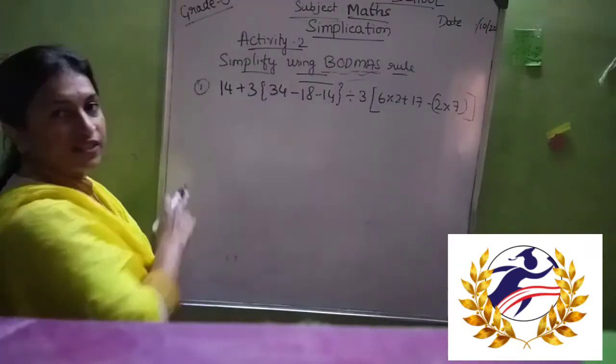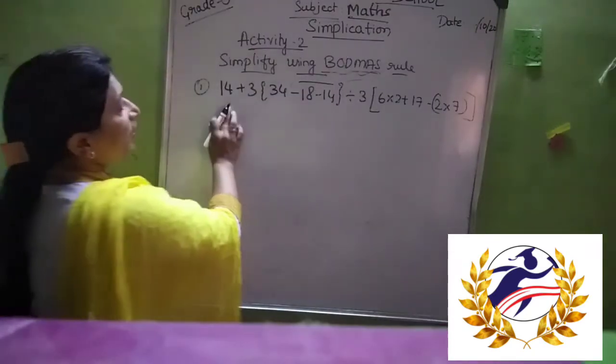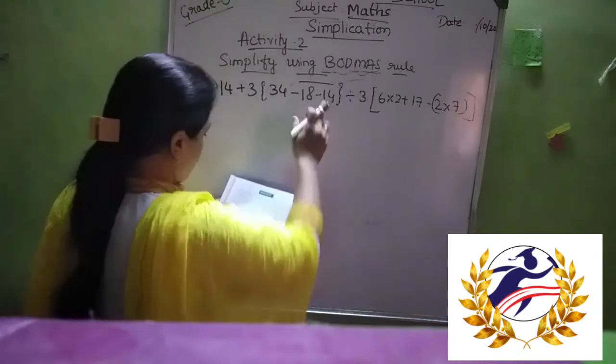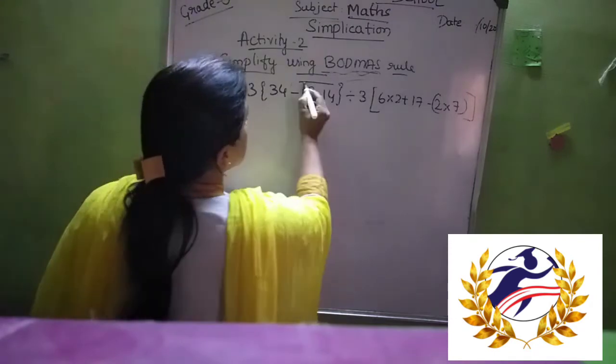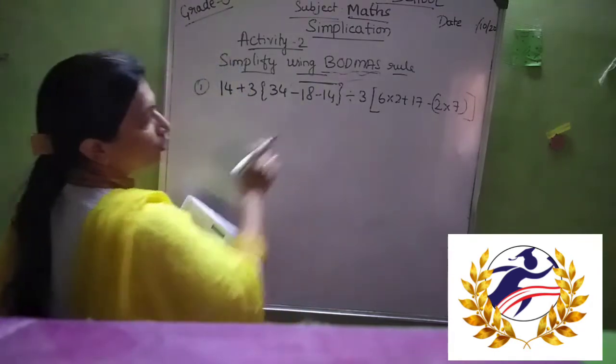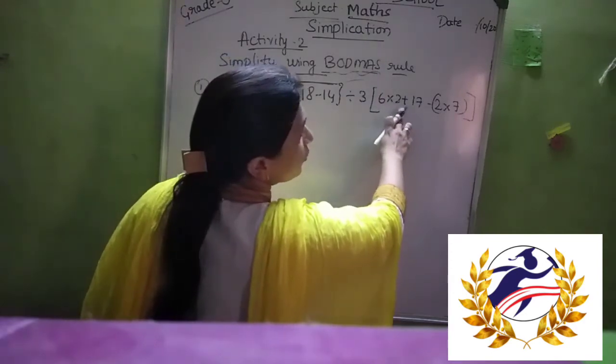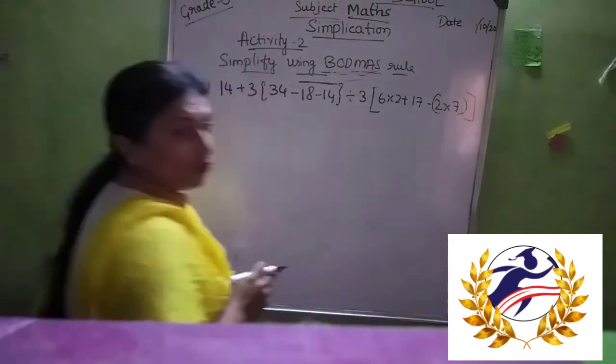Let us take the next problem: 14 plus 3, inside the bracket we have 34 minus 18 minus 14, where a bar is there above 18 minus 14, divided by 3, and again inside the bracket 6 into 2 plus 17 minus 2 into 7.